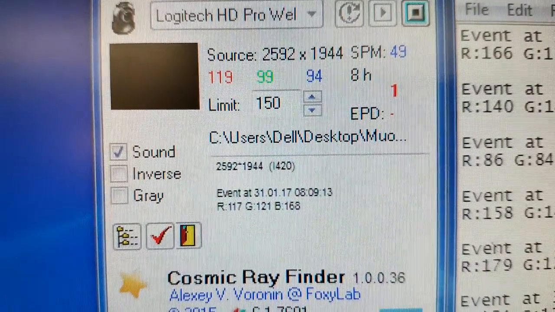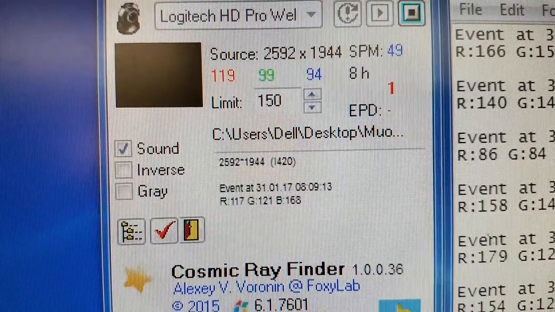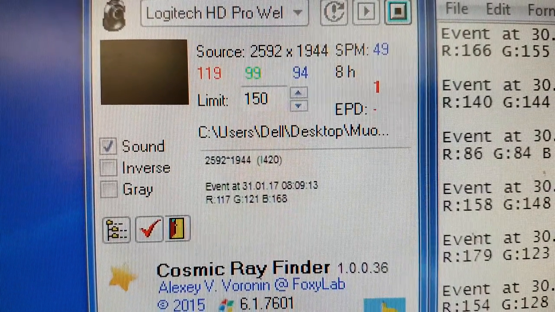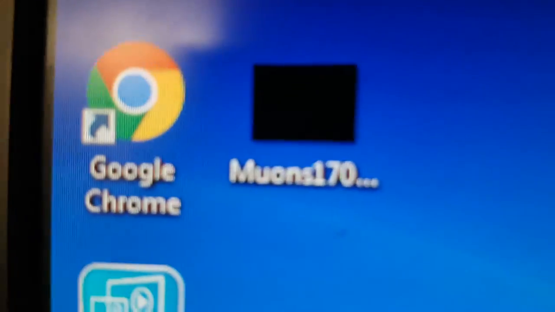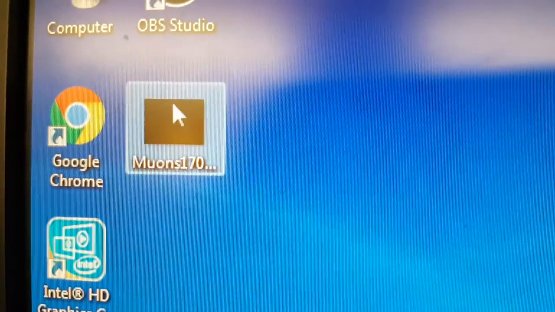So yeah, just to follow up, that actually produced its first detection in 8 or 8 and a bit hours, and it had dumped it onto the desktops here. So I'm going to have a look at this and see what we've got here. And there's something over here.